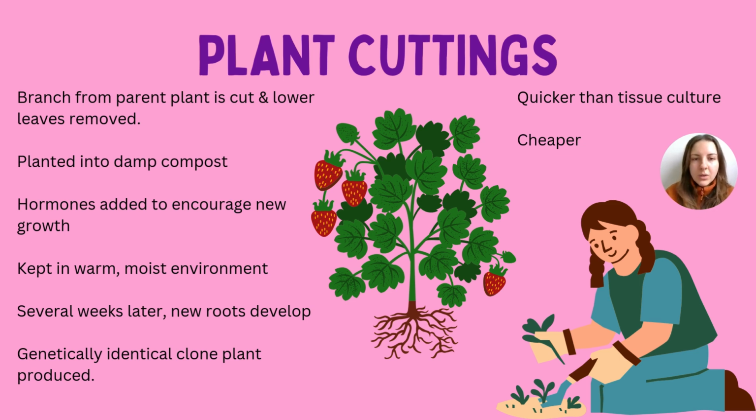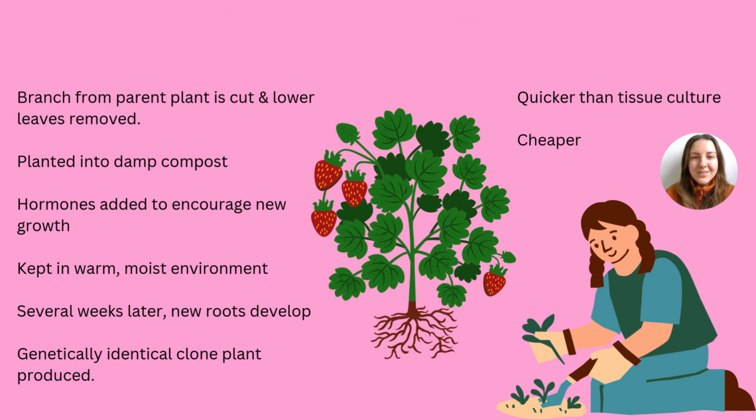So the hormones are used to encourage that new growth. The plant would then be kept in a moist environment and new roots would begin to develop, and then we'd be able to create that new clone and it would have the same genetic properties as the parent plant. This is a much cheaper, much quicker method than the one I'm going to show you, which is called tissue culture. And this is one that's often done in smaller scale farms or smaller scale gardens as well. And like I say, this is something that you yourself could do if you were interested in this.